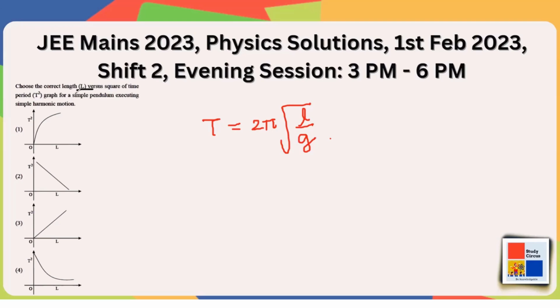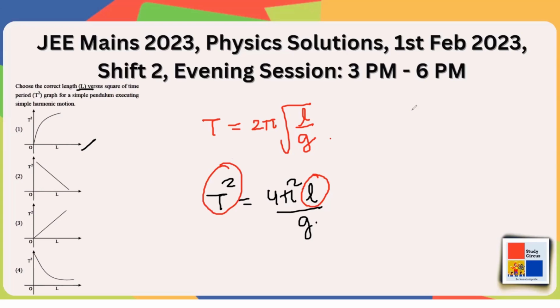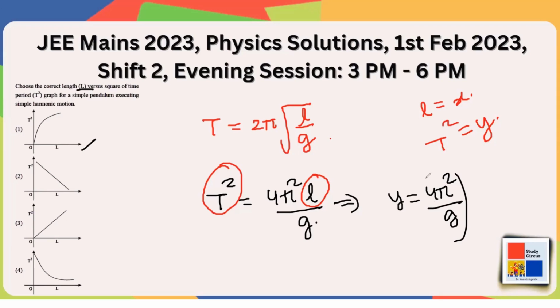So I have to plot L on the x-axis and T² on the y-axis. Let's find out T² here. This is 4π²L/g, right? Now this L I have to take on the x-axis and this T² on the y-axis. So I'll say L is equal to x and T² is y. So this transforms into y = (4π²/g) times x, right? So this is the relationship between x and y, and you can see this is of this form.